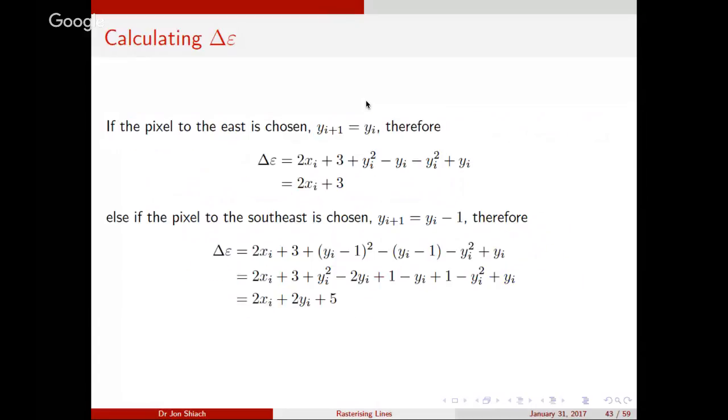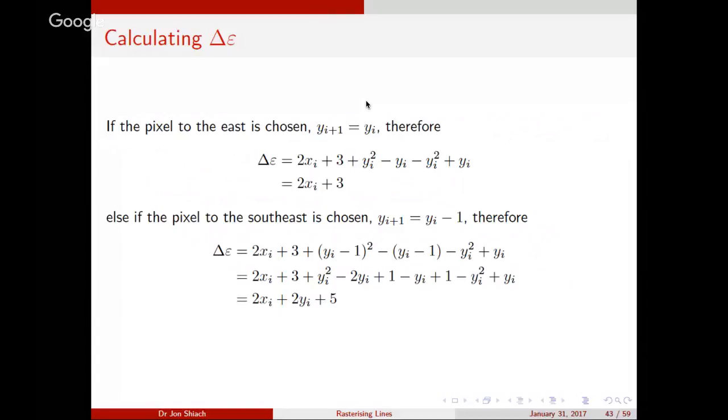So we got that choice. Okay, so we make a choice of what pixel we choose. If the pixel to the east is chosen, we don't change the y coordinates. We've just got a cross. So therefore, our yi plus 1 is simply equal to yi. So if we had yi plus 1 squared minus yi plus 1, you can see that cancels out with that yi squared. That yi cancels out with a plus yi. So we're left with 2x plus 3. So whatever your x coordinate is, times by 2, add 3 to it. That's your change in error.